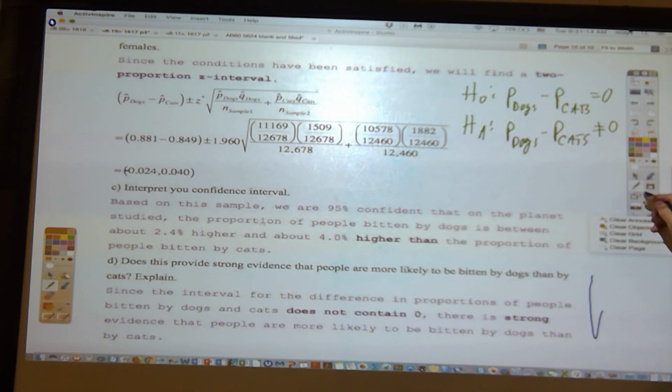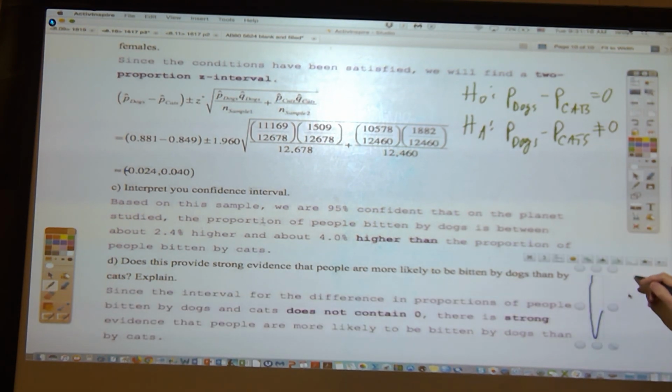So, question: does this provide strong evidence that people are more likely to be bitten by dogs than by cats? Explain. Since the interval for the difference in proportions of people bitten by dogs and cats does not contain 0, there is strong evidence that people are more likely to be bitten by dogs than by cats on this particular planet.